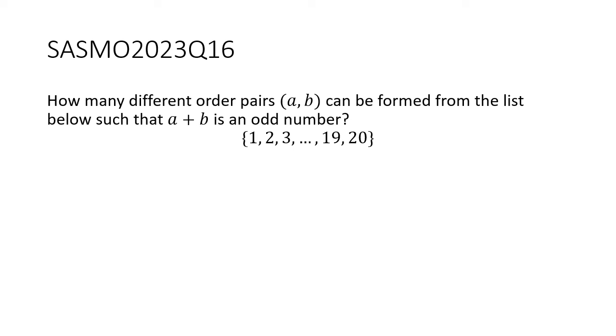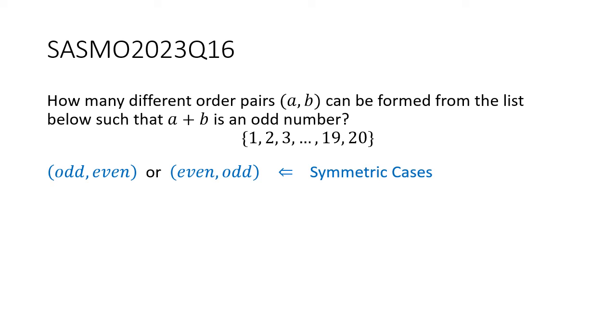To produce an odd number, either A is odd or B is odd, because the only way to get an odd number is odd plus even or even plus odd. And bear in mind, these ordered pairs are symmetric. So if we just count all the odd, comma, even pairs, we can just times 2 to get the final answer. Now, to get the odd, comma, even pairs, how many ways can we choose an odd number? We have 10 odd numbers, we want to choose 1, multiplied by 10 even numbers, we want to choose 1, and we times 2 because of the symmetry. So all in all, we have 200 such pairs.